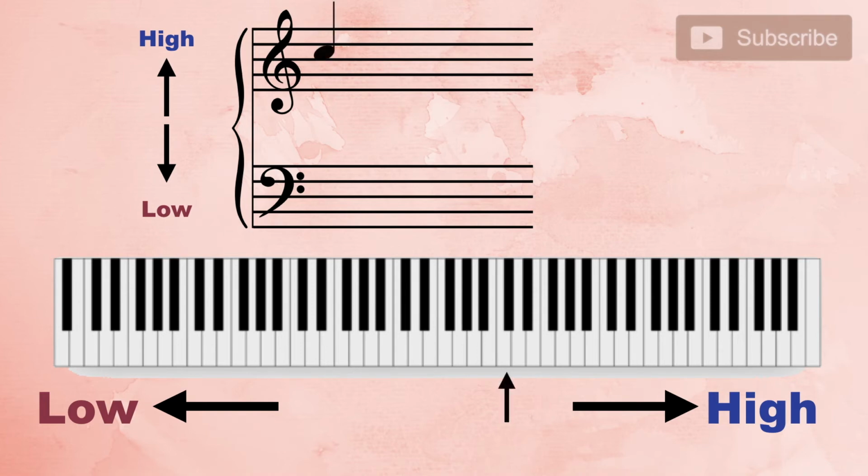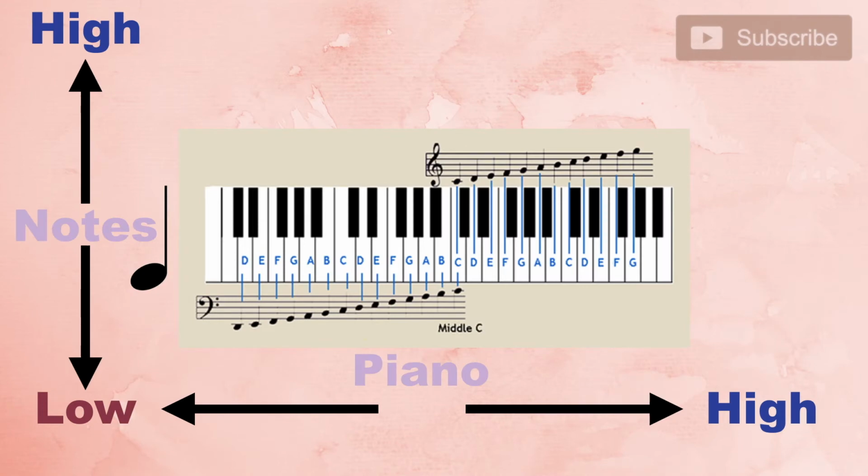As the notes lower, we're going to go towards the left of the piano. We're just going to keep on decreasing. So right here we have an example of that relationship. Right here we can see where the notes are. If we go high, towards the right of the piano. If we go low, we're going to go towards the left of the piano.